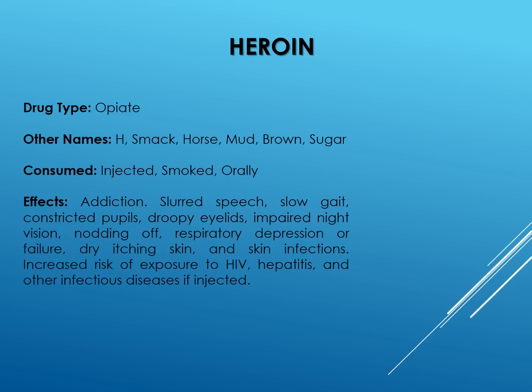Heroin. Drug type opiate. Other names: H, smack, horse, mud, brown, sugar. Consumed, injected, smoked, or orally. Effects: addiction, slurred speech, slow gait, constricted pupils, droopy eyelids, impaired night vision, nodding off, respiratory depression or failure, dry itching skin and skin infections, increased risk of exposure to HIV, hepatitis, and other infectious diseases if injected.